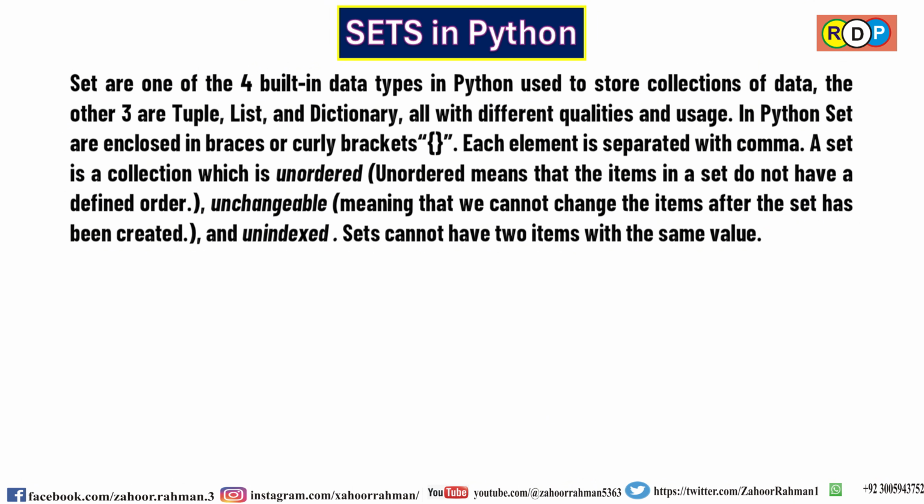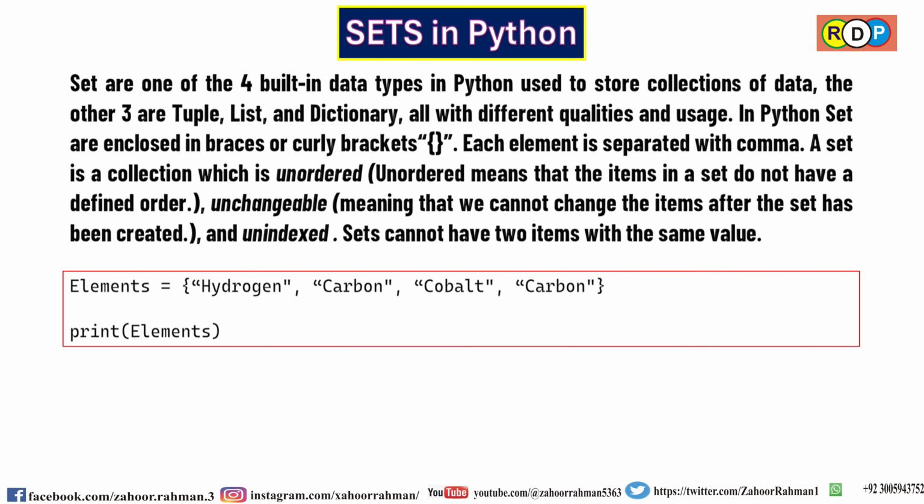Sets cannot have two items with the same value. This is a very important property. Let's clear this concept with the help of an example. There are elements of a set because there are curly brackets, so it will be considered as a set, and the elements are hydrogen, carbon, cobalt, and carbon.